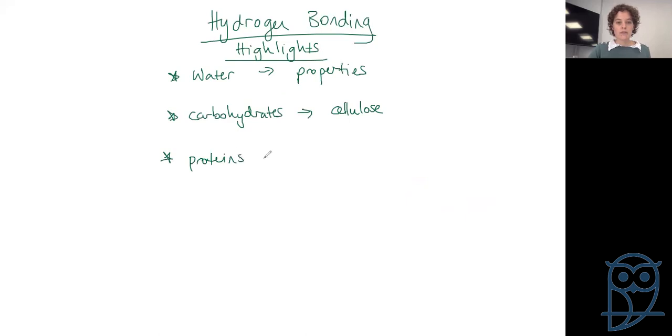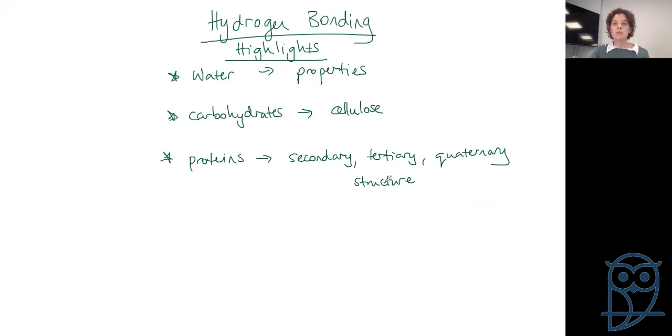When we talk about proteins, now we're talking about levels of protein structure. We said there's lots of these dipoles in proteins, so therefore we have lots of opportunity for hydrogen bonds. So here we are talking about secondary, tertiary, and quaternary structure. Then there's the side note of enzymes when you're talking about proteins and hydrogen bonding, because of course our enzyme substrate complex is held together by hydrogen bonds. So let's put that one in as well as a side note. So enzymes, your ES complex.